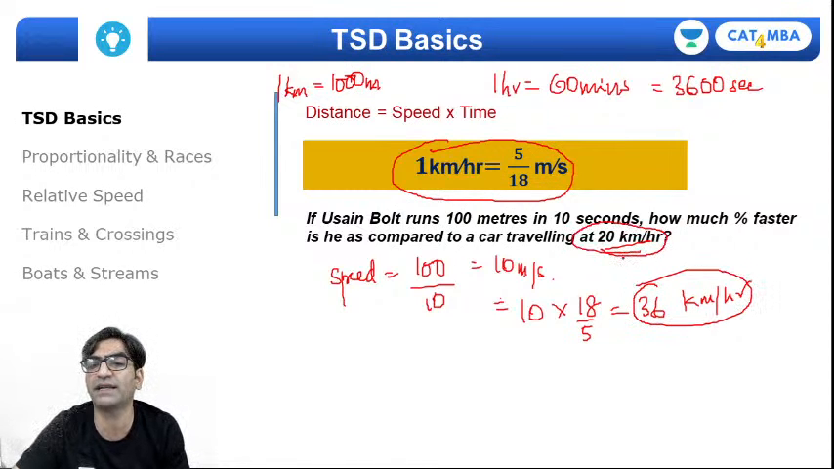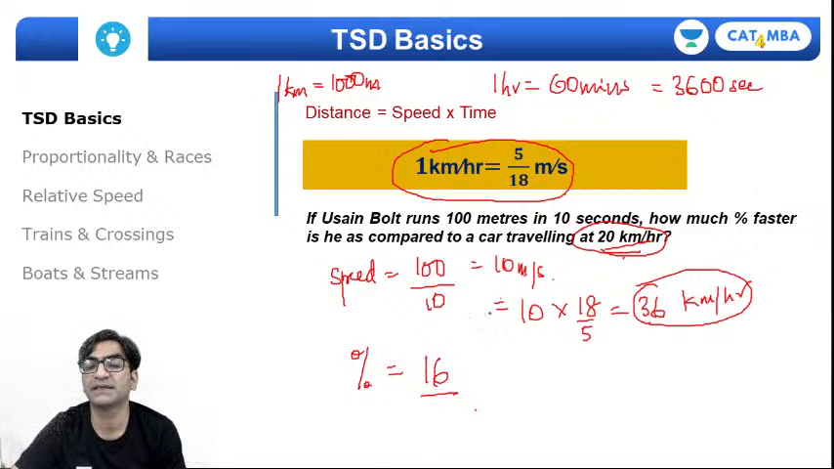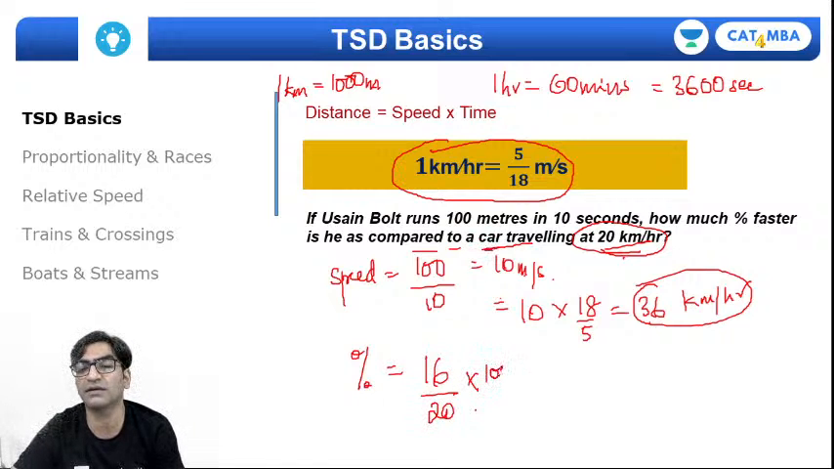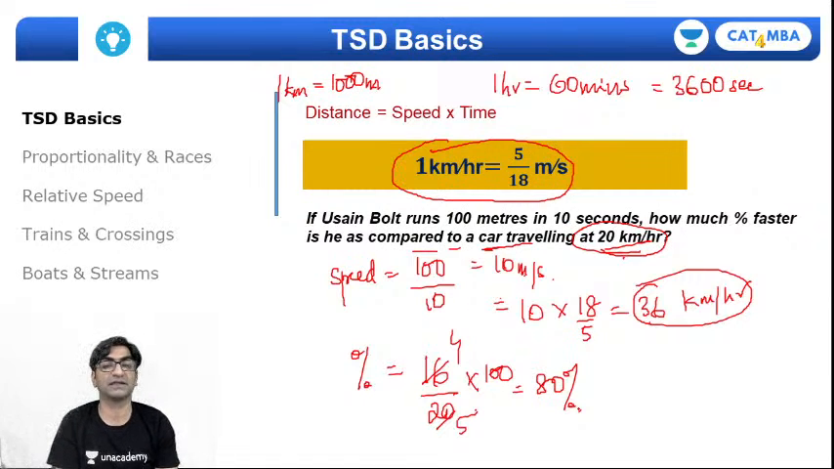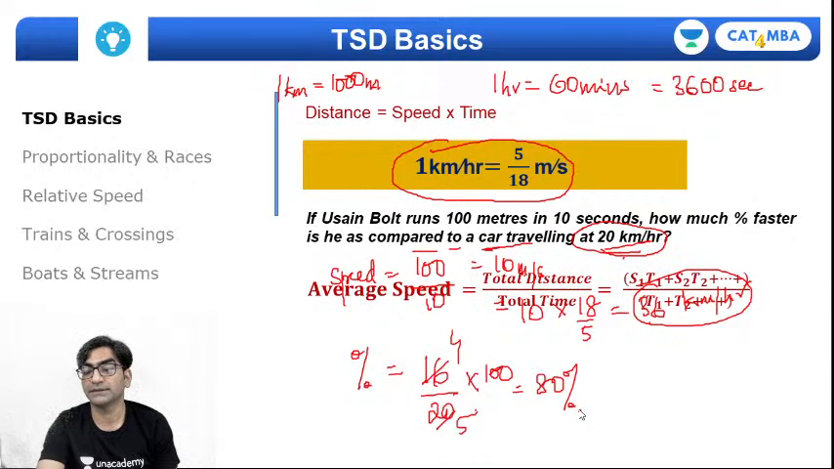The car travels at 20. So how much more? So required percentage is how much more? Well, 36 is 16 more than 20, right? And the base will always be compared to what? Compared to the car, right? Car speed is 20. So 16 upon 20 into 100 means 4/5 of 100 is 80%. So Usain Bolt is 80% faster than this car, right? Okay.